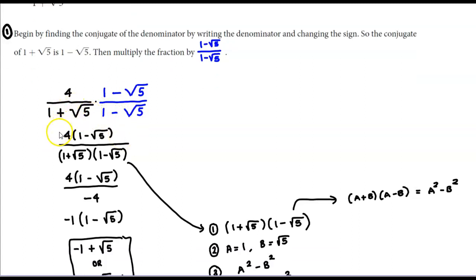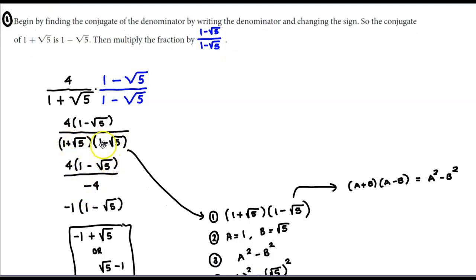Now in the numerator, we end up getting 4 times parentheses 1 minus the square root of 5. In the denominator, we're going to get a binomial times a binomial, which is 1 plus the square root of 5 times 1 minus the square root of 5. Now if you notice, I'm not going to distribute the 4 yet, and the reason why is because I can possibly simplify later on. But here in the denominator, we can multiply these two together.